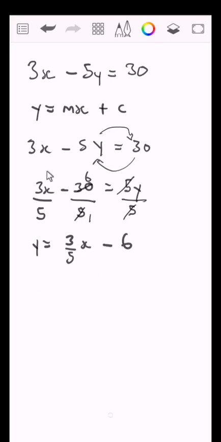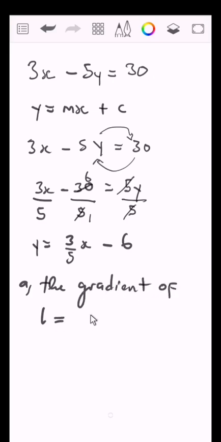Saka tikatora manje y is equal to mx plus c yatoredzerwa ne y is equal to 3 over 5 x minus 6. And tataura kuti m represents the gradient, kureva iko kuti in this case ku answer A tichangoti the gradient of L is equal to 3 over 5.